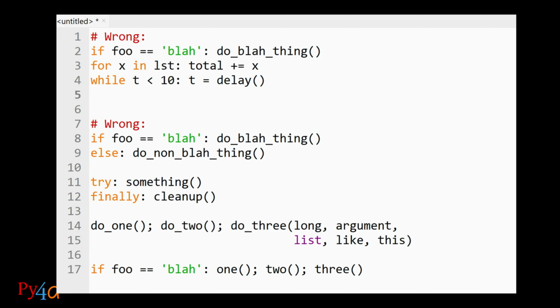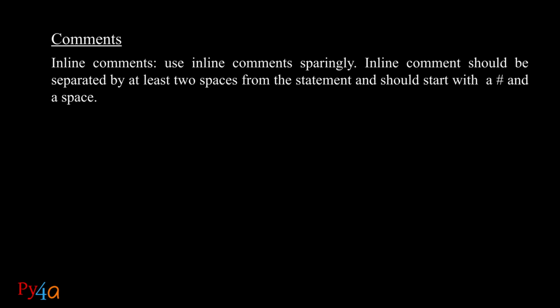Also, look at the next example of also the wrong way of doing it. If foo equals blah, do blah thing, else do non-blah thing. We see another example, try something, finally clean up. And then you see do 1, do 2. All of these examples are the wrong way of doing it. The right way is to split these statements over multiple lines.